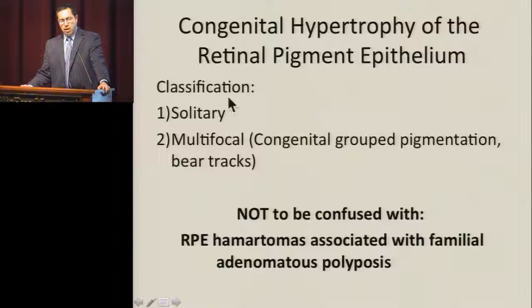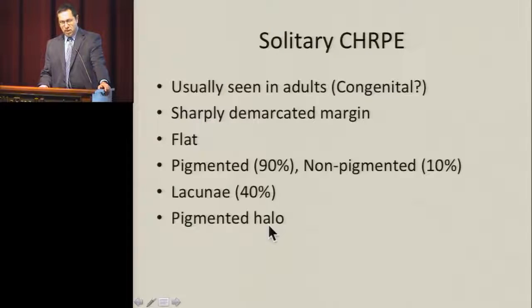So as for classification, we divide CHRPE into solitary and multifocal. Multifocal is also referred to as congenital grouped pigmentation or bear tracks. And remember, neither of these should be confused with the RPE lesions that are associated with familial adenomatous polyposis. These are really different. In the literature, you will see that these lesions are referred to as CHRPE, but this is really a mistake. These are different.